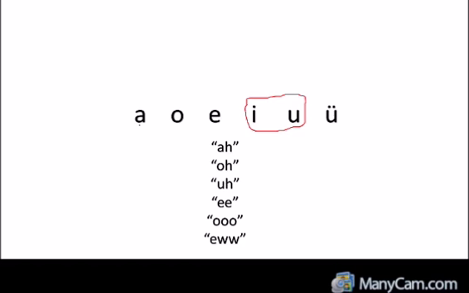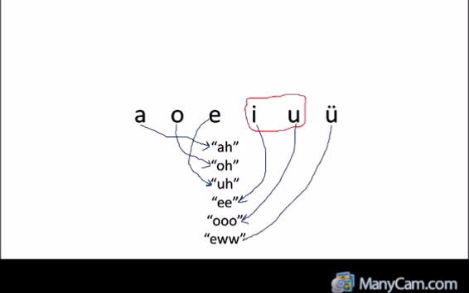The first one is A, which is this one here. A. Next one is O. This one is U. This one is E. This one is U. This one is U. More like saying U or U.